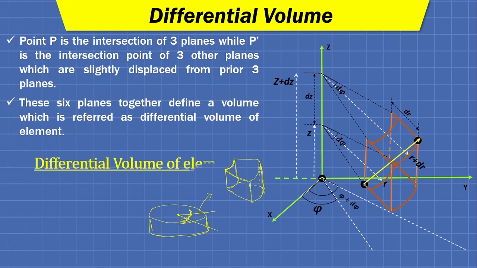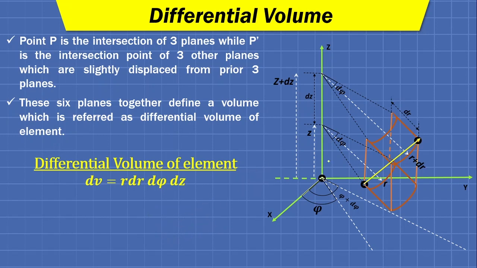Now, in order to find the differential volume, the formula is again height into length into width. So this volume has height dz, length dr, and width r d phi. Multiplying all these differential lengths, dr multiplied by r d phi into the height, which is dz. So r dr d phi dz is the formula to find the differential volume of the element.